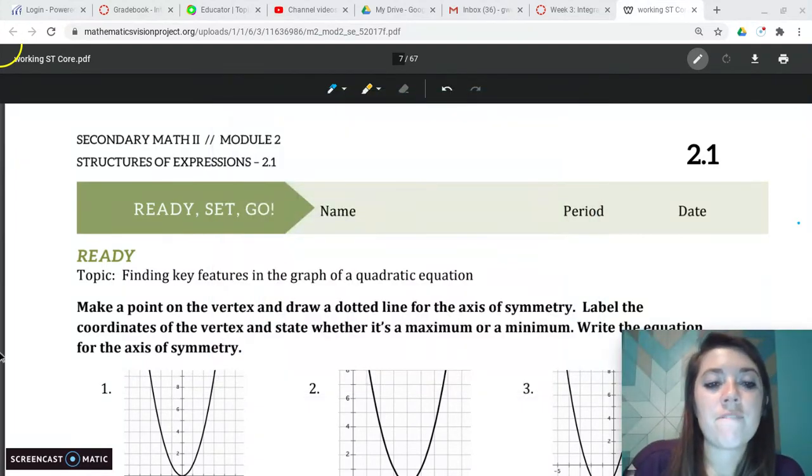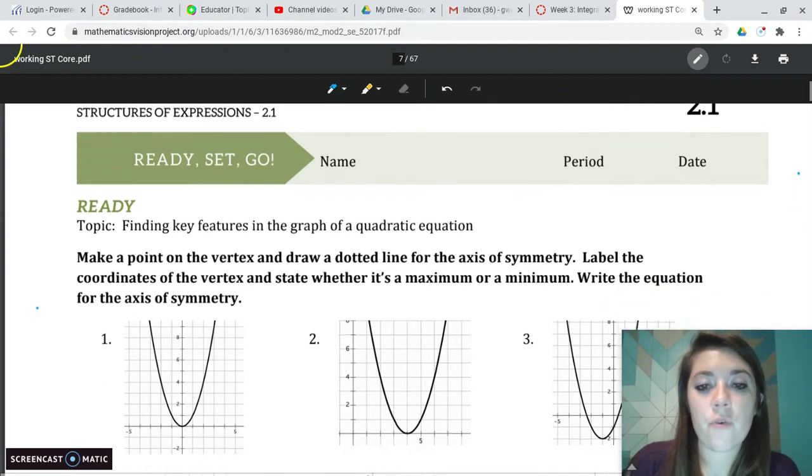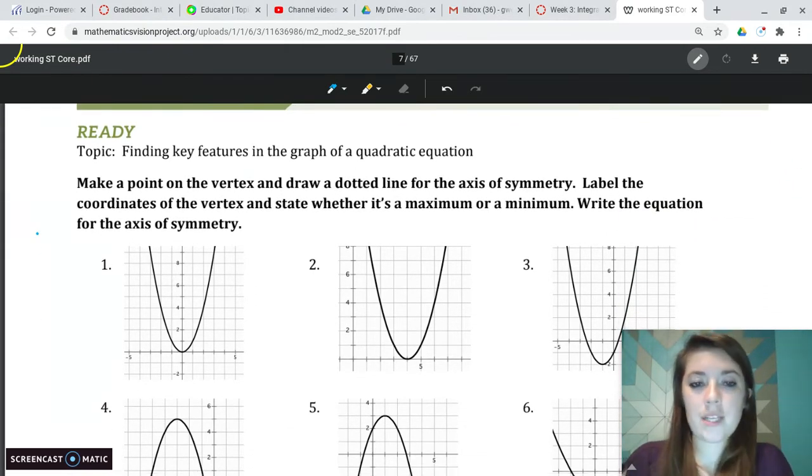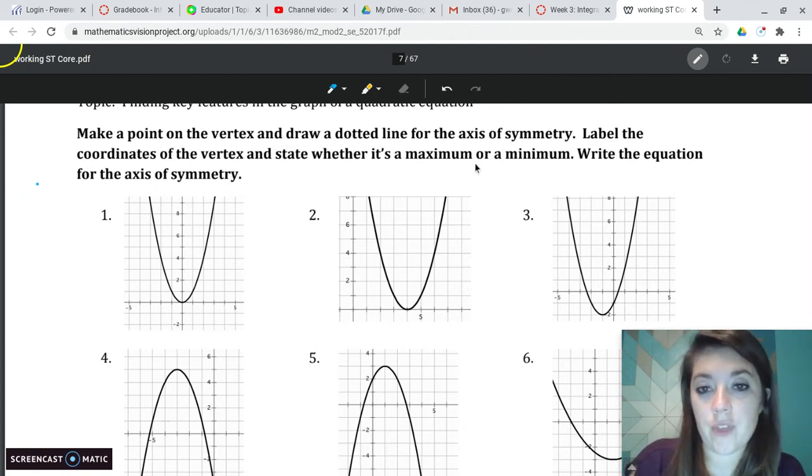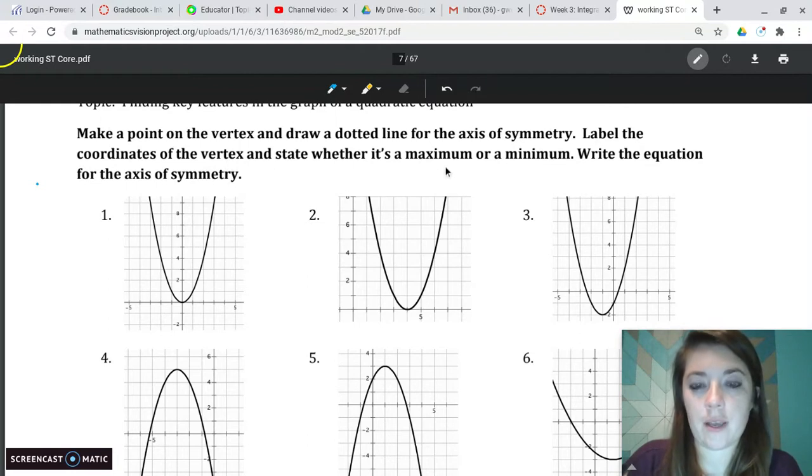All right. Finding key features in the graph of quadratic equations. Make a point on the vertex and draw a dotted line for the axis of symmetry. Label the coordinates of the vertex and state whether it's a maximum or minimum, and then write the equation for the axis of symmetry. So there are a lot of parts to this, so make sure you do all of them. So we're going to look at number 2.